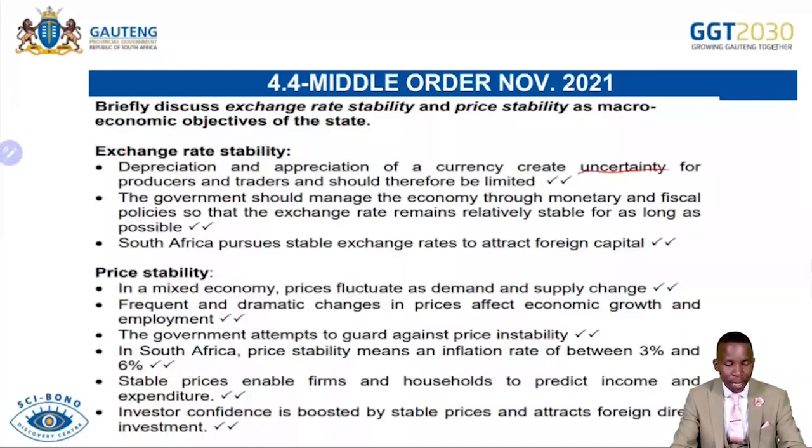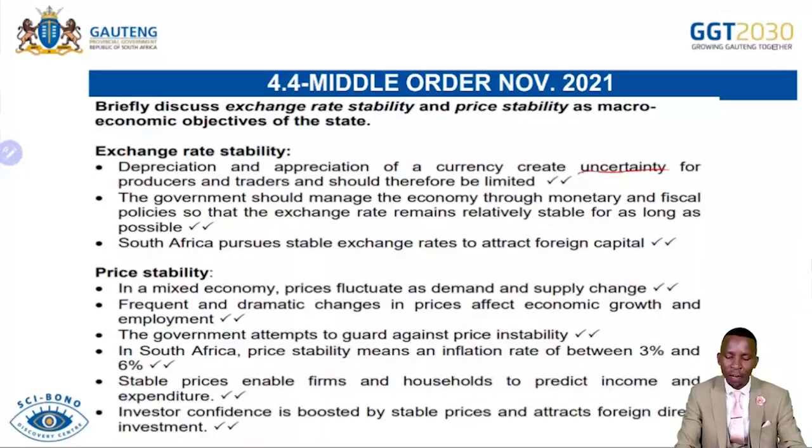Price stability. In the mixed economy, prices fluctuate as demand and supply change. The frequent and dramatic changes in the prices affect economic growth and employment. So the government attempts to guard against price instability. In South Africa, price stability means inflation rate between 3 to 6% as an inflation target. Stable prices enable firms and households to predict income and expenditure. Investor confidence is boosted by stable prices and attracts foreign direct investments.